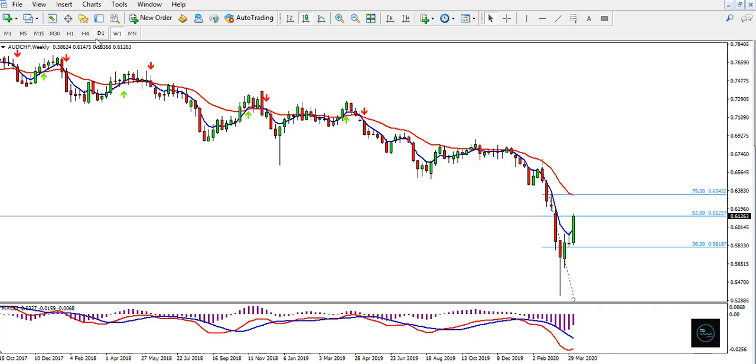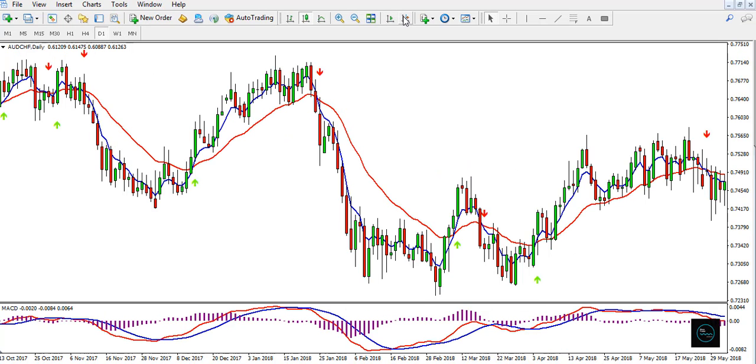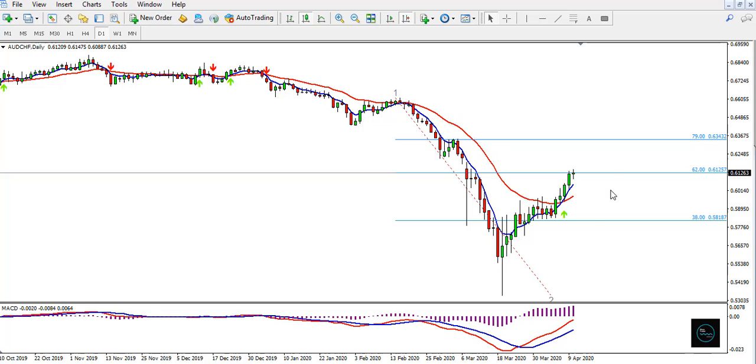Okay, so let's go lower to the daily time frame now, and this was going on. You can see we have a golden cross here. We had a golden cross on the MACD. So right now this bullish run is still in effect. All right, but bear in mind that the overall trend in the long term is bearish.